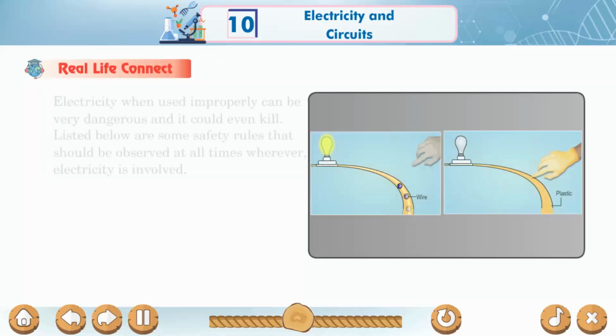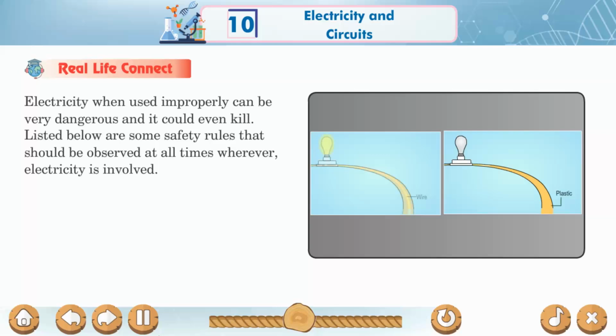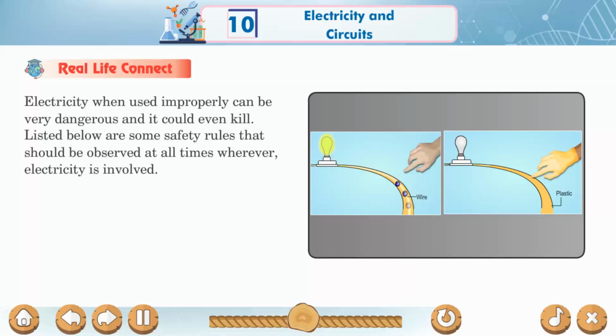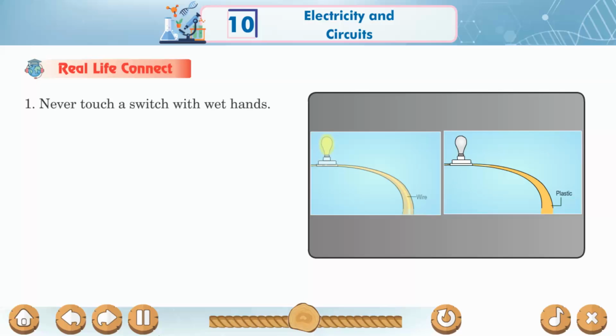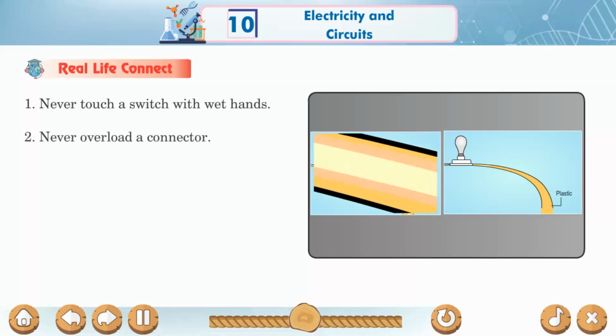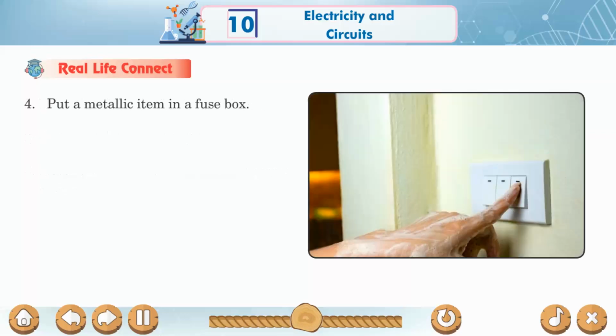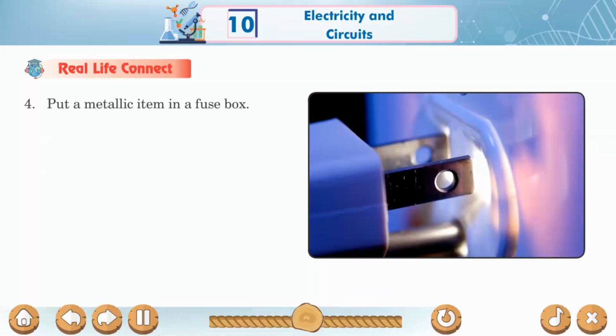Real life connect. Safety rules. Electricity when used improperly can be very dangerous and it could even kill. Listed below are some safety rules that should be observed at all times wherever electricity is involved. Never touch a switch with wet hands. Never overload a connector. Never put electrical wires under a carpet or rug. Never put a metallic item in a fuse box.